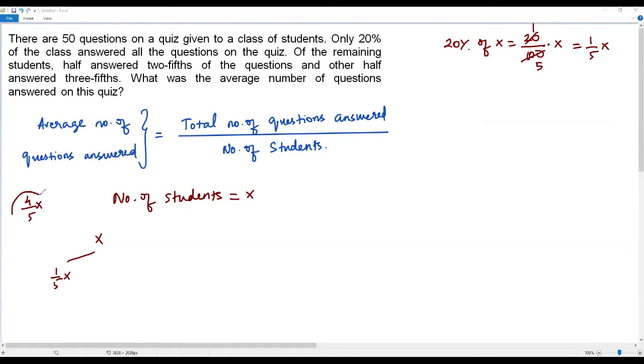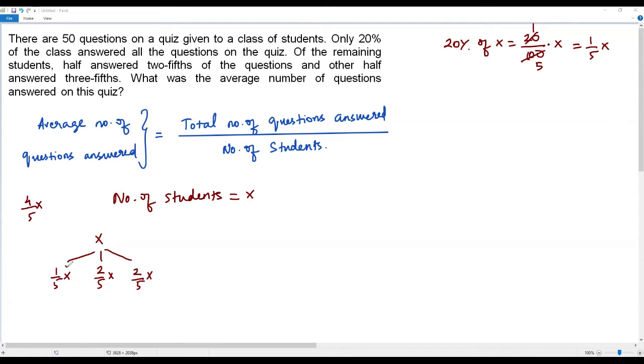Now we have to split this quantity 4/5 X into two equal parts, because apart from the 20% of the class, of the remaining students half answered 2/5 and the remaining half answered 3/5. So if I split this quantity into two equal parts, the first part will be 2/5 X and the remaining half is again 2/5 X. When I add all these three quantities, it must be equal to X. So when I add all of them, I'm getting X.